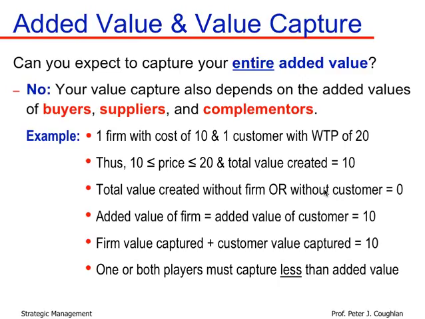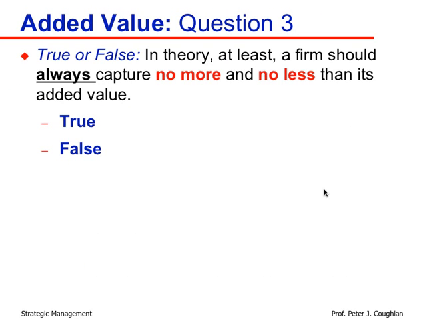Therefore, as you can see here, each of them has an added value of 10, but it's impossible for them both to capture their full added value because they would have to each capture 10 for a total capture of 20. Well, that's not possible. The total value that can be shared among them is 10. So again, added value is an upper bound on what you can capture, but you should not expect to capture your full added value. So a firm should always capture no more and no less than its added value? That answer, they should capture no more, but they will frequently capture less than their added value. So again, that is false.